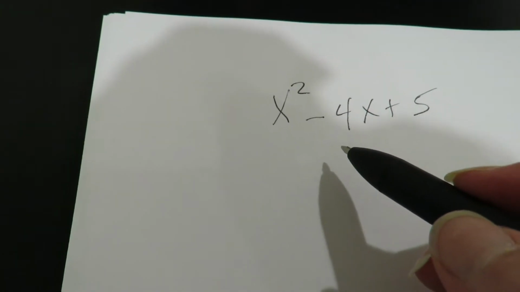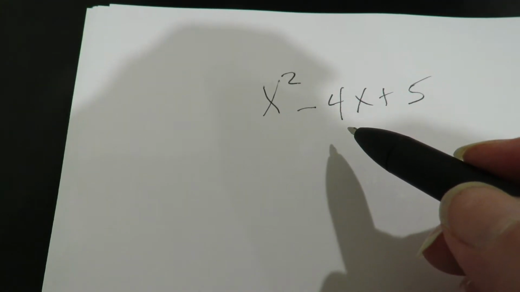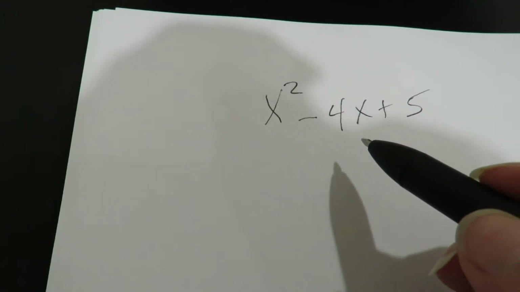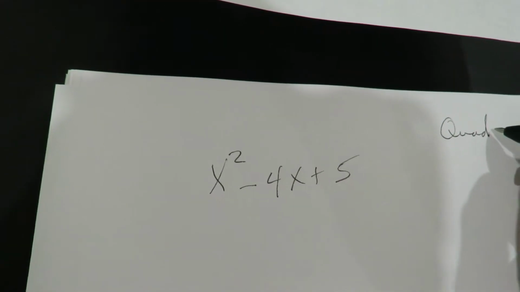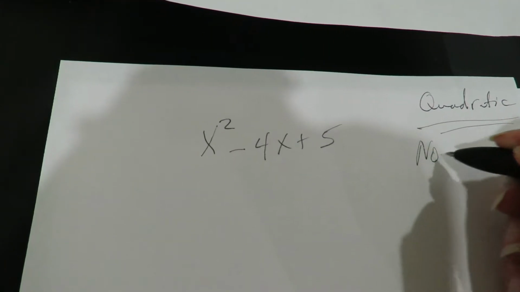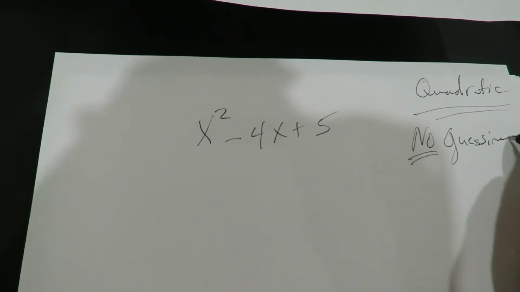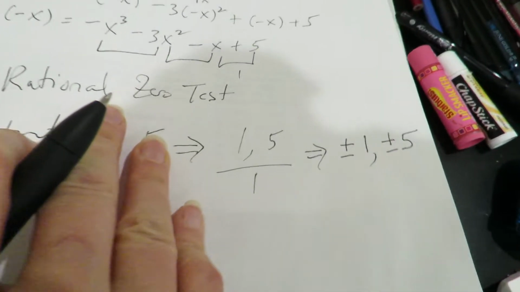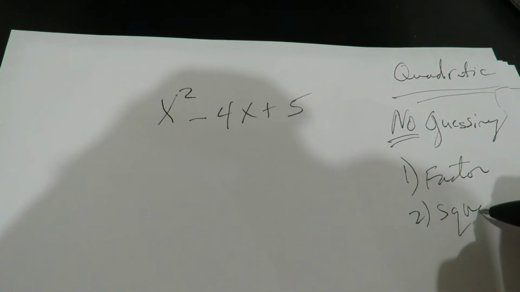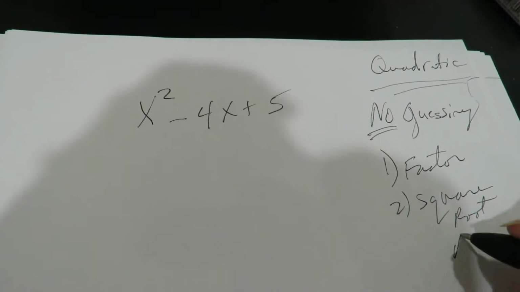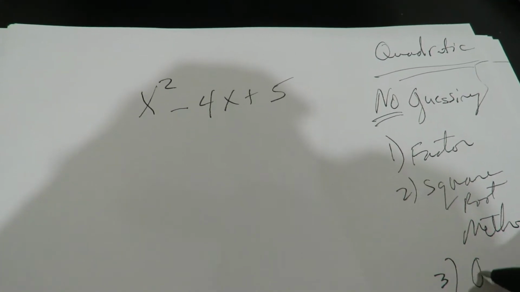You're no longer guessing once it's quadratic. Once you're breaking down a quadratic, you're either factoring using the square root method or using the quadratic formula. Okay, so once you get it down to quadratic, there is no guessing. You're done with guessing. You're done with picking numbers here. You don't do that anymore. You're either going to try to factor it, or you're going to use the square root method, or you're going to use the quadratic formula.